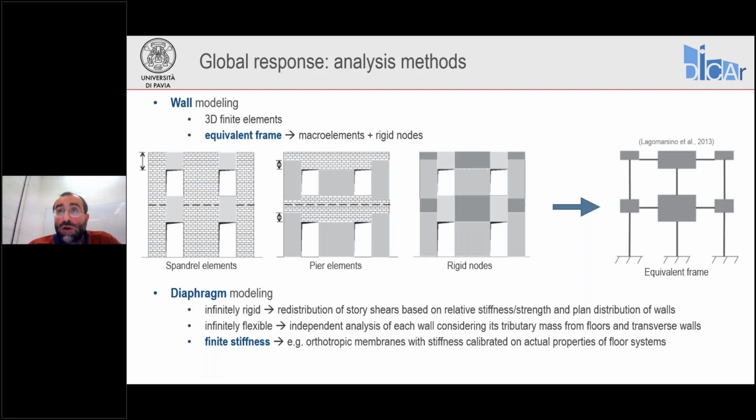Finally, the most common case, of course, is intermediate between these two. We have diaphragms of finite stiffness. In this case, we need to evaluate the stiffness based on the construction technique that we have in our situation, and we can use, for example, orthotropic membranes. This is what the program Tremuri, for example, does. And the two axial stiffnesses and the shear stiffness of the orthotropic membrane are calibrated based on the actual properties of the physical floor or roof system.